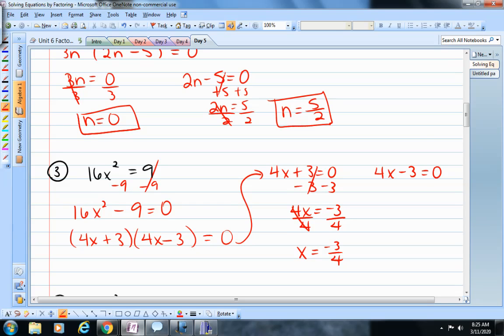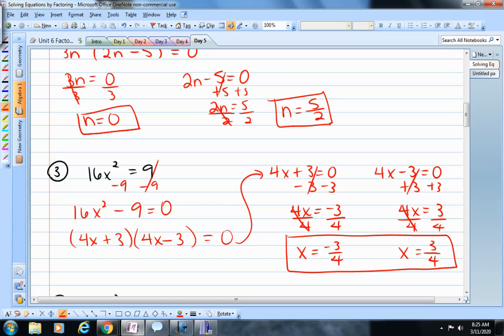And the other one, how do I solve for x? This one we're going to add 3. So 4x equals positive 3. Divide by 4. And x equals positive 3/4. Okay? So that one, if you were checking in your calculator, it would be between 0 and -1 and 0 and +1. Right? So it would be a skinny graph.